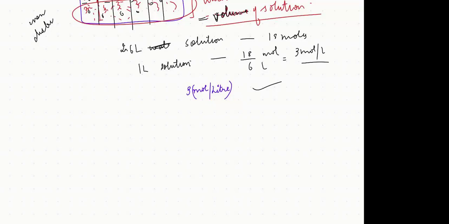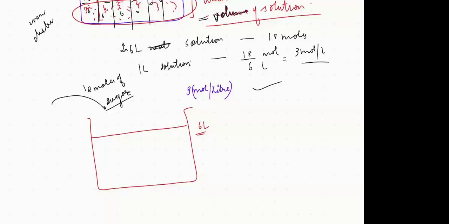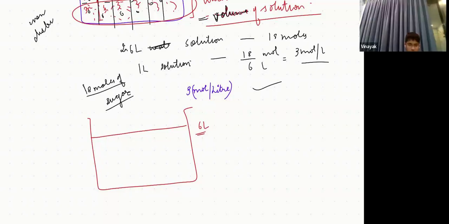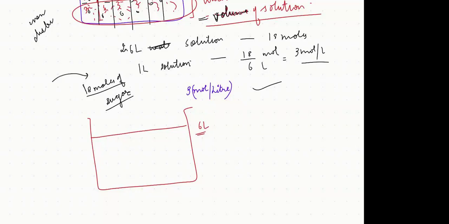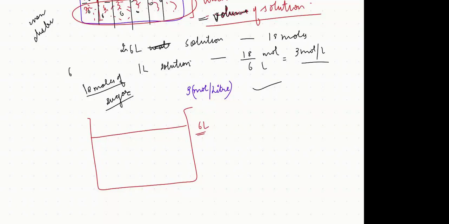Now let's suppose in this given solution where I had added 6 liters of water, there was 6 liters of water in the solution, right? And I had added 18 moles of sugar. Now let's suppose I add 6 liters of water more. Now if I add 6 liters of water, what am I doing?